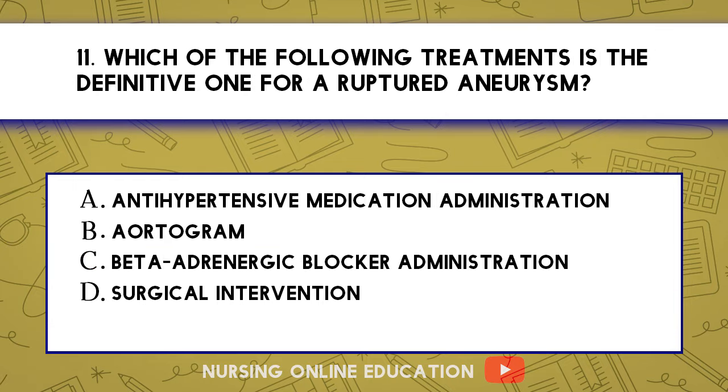11. Which of the following treatments is the definitive one for a ruptured aneurysm? A. Antihypertensive medication administration. B. Aortogram. C. Beta-adrenergic blocker administration. D. Surgical intervention. The answer is surgical intervention.